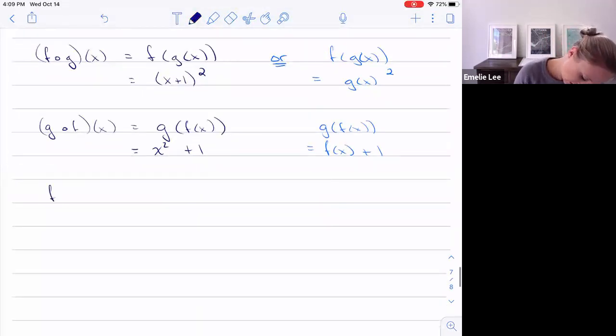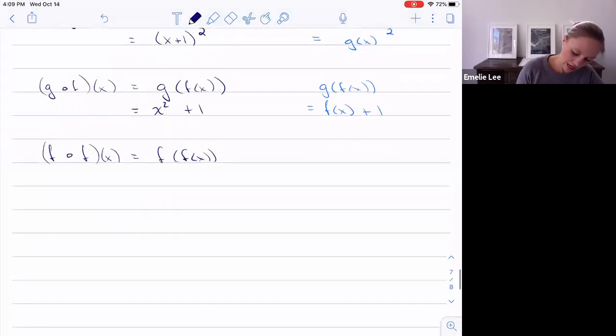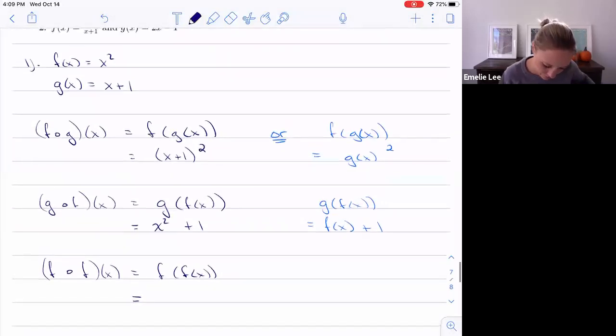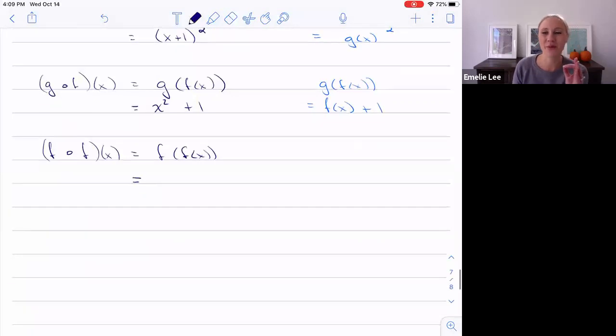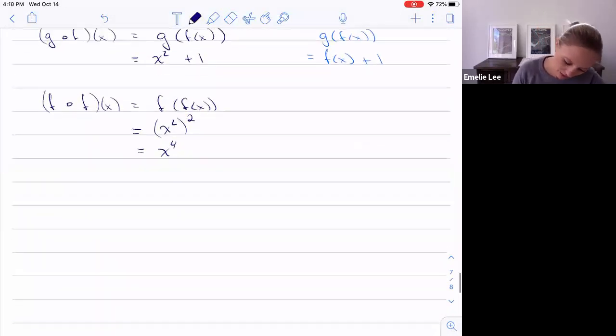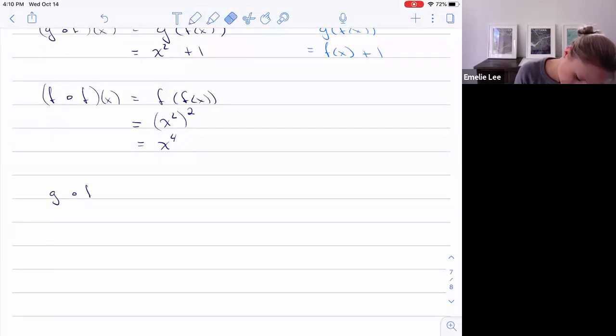Let's see here. f composed with f of x. I just like to do f of f of x, where f of x is x squared. So now wherever I see an x, I'm going to replace it with x squared, which is just x to the fourth. Finally, g of g of x is g of g of x.